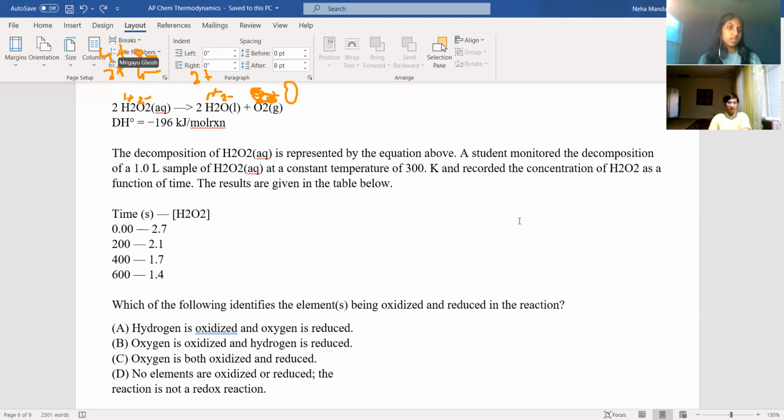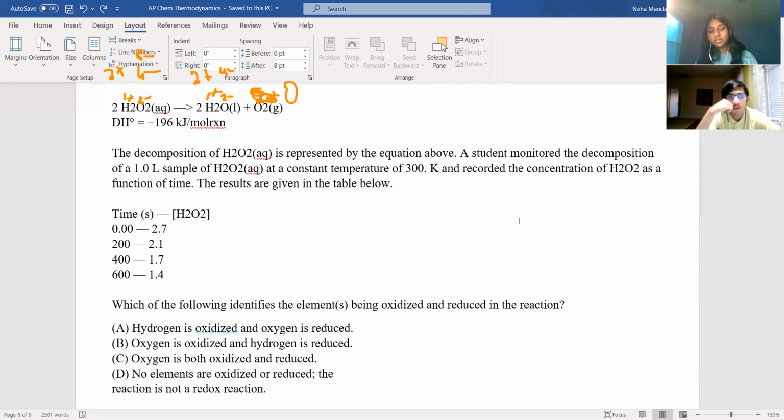Wait, but how does that work? I'm kind of confused. I was multiplying by the coefficient. I don't know if you're supposed to do that. Wait, no, you would, because that's representing the number of electrons. Okay, so -8. And then on the right side in H2O, it's -4 if you multiply by the coefficient. So it's definitely being oxidized.